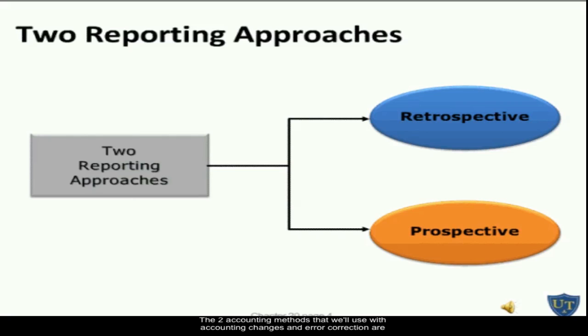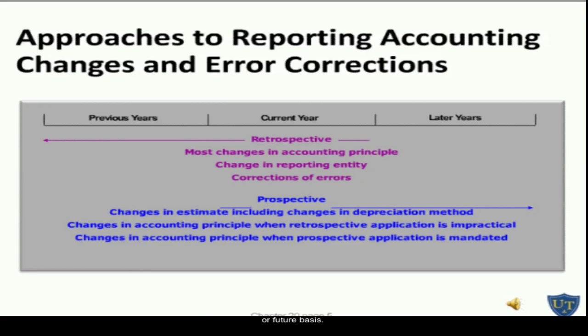The two accounting methods that we'll use with accounting changes and error correction are called the retrospective and the prospective approaches. Retrospective refers to looking back, and prospective refers to a go forward or a future basis. This graphic illustrates that with the retrospective approach, the current year and the prior years are affected. In contrast, the prospective approach involves the current year and future years.